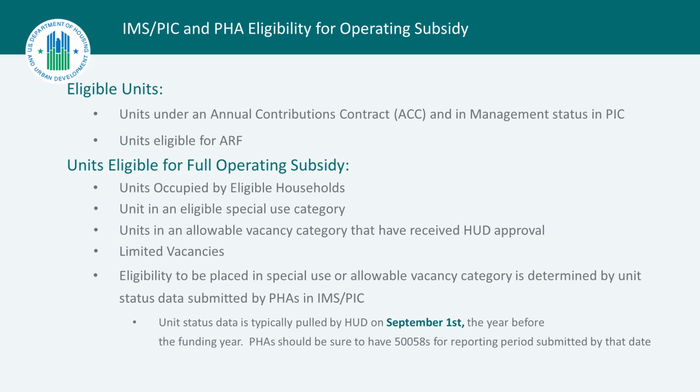Units in the following categories are eligible to receive full operating subsidy: units occupied by eligible households, units in eligible special use categories, units in allowable vacancy categories, and limited vacancies up to 3% of unit months, or 5 units if the PHA has less than 100 units.